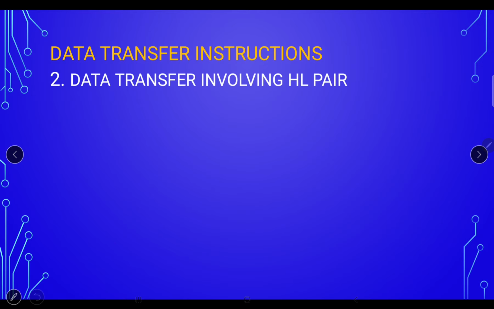Now we will discuss the second category under data transfer instructions, that is data transfer involving the HL pair. There are 6 instructions under this, namely LHLD, SHLD, SPHL, PCHL, XTHL and XCHG. We will briefly discuss all these instructions one by one.